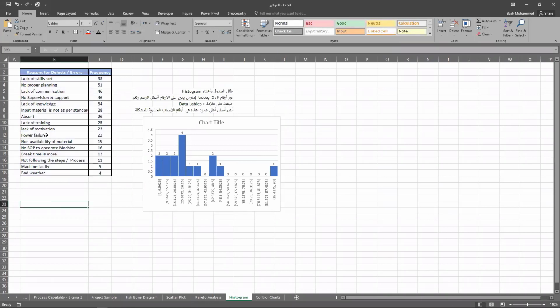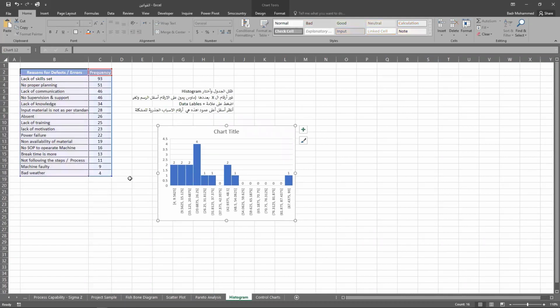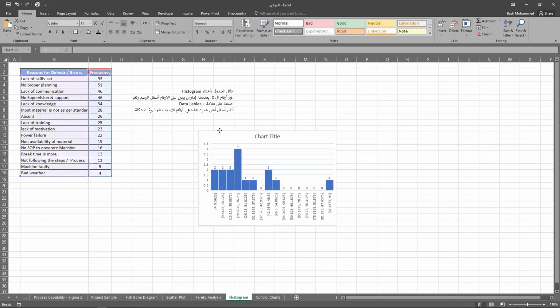So let us take the same example we took last time for the Pareto. We will use it here also. We have this axis, and we have this frequency, or the evaluation that we came up with regarding the degrees of this axis. So how will we use it, how will we read it, and how will we get the root cause from the histogram? How do we come up with this chart?